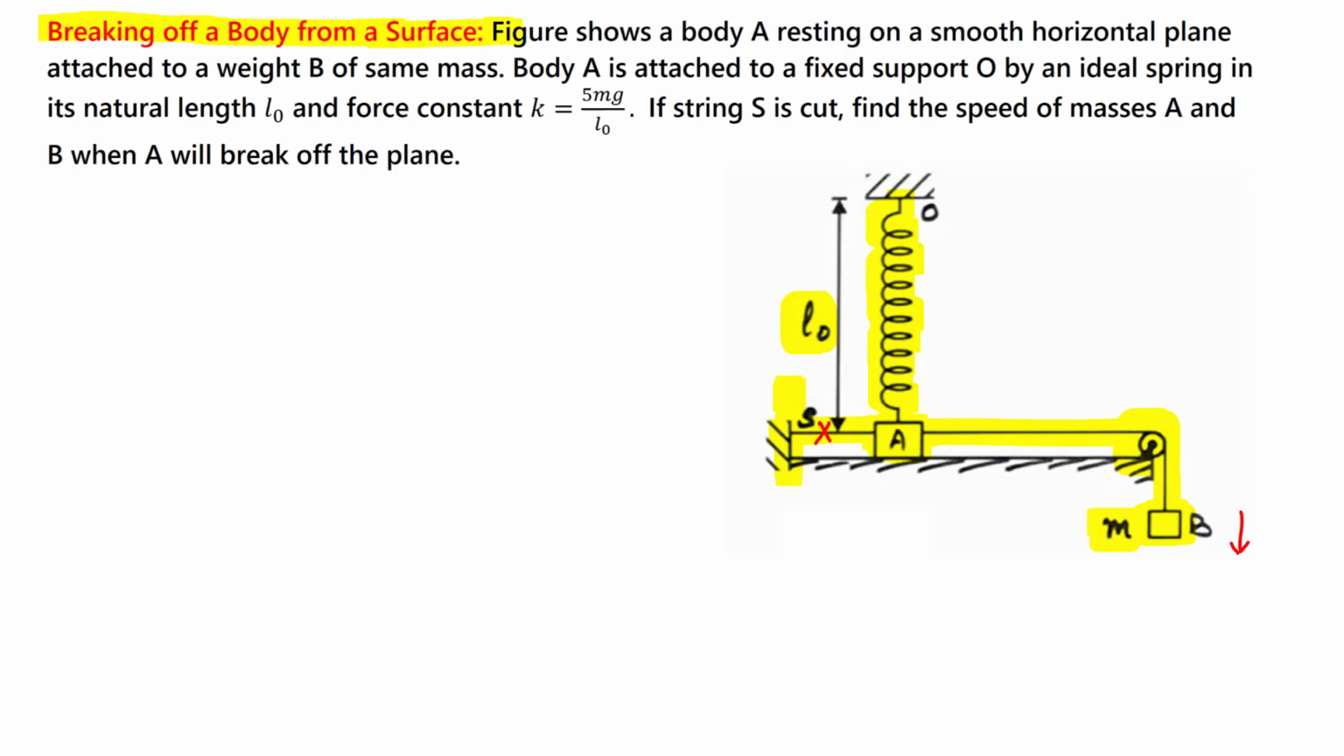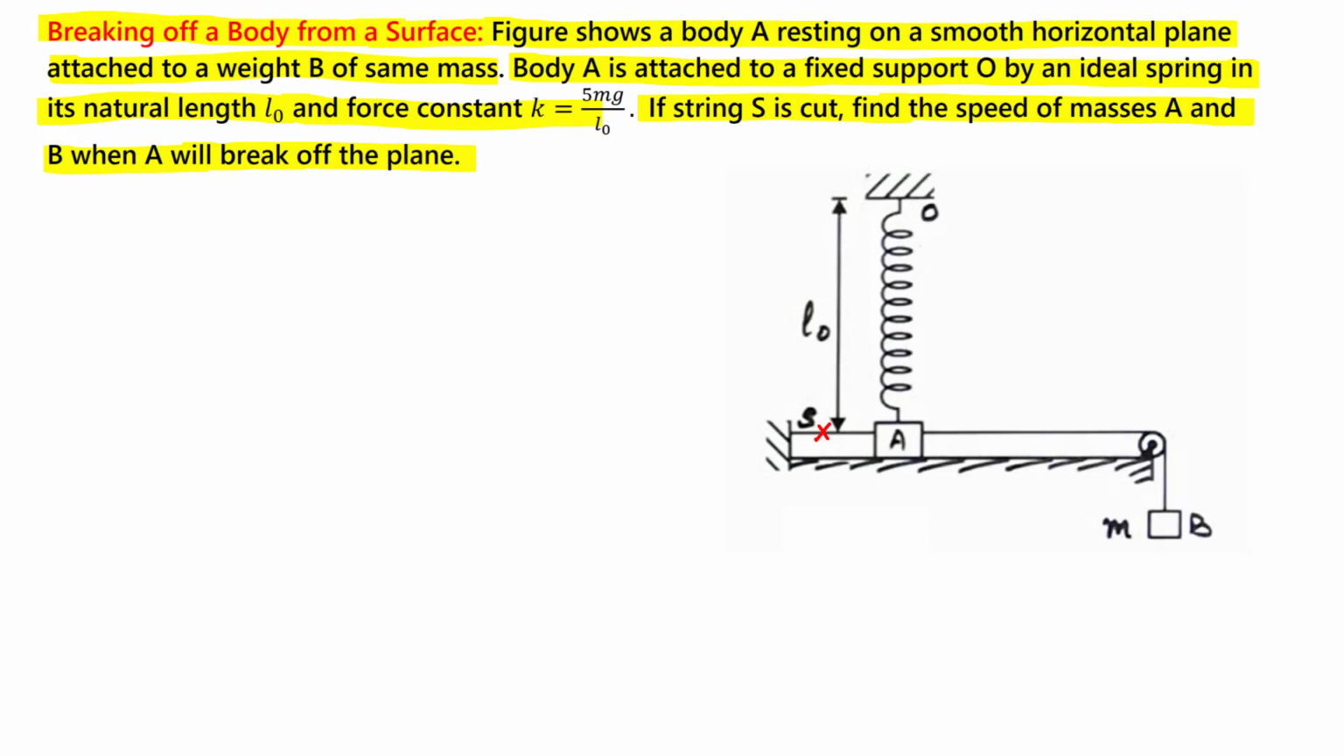It says figure shows a body A resting on a smooth horizontal plane attached to a body B of the same mass. Body A is attached to the fixed support O by an ideal spring of natural length L naught and force constant k equal to 5 mg by L naught. If a string S is cut, find the speed of masses A and B when A will break off the plane. So let us try to see what will happen once you cut this thread.